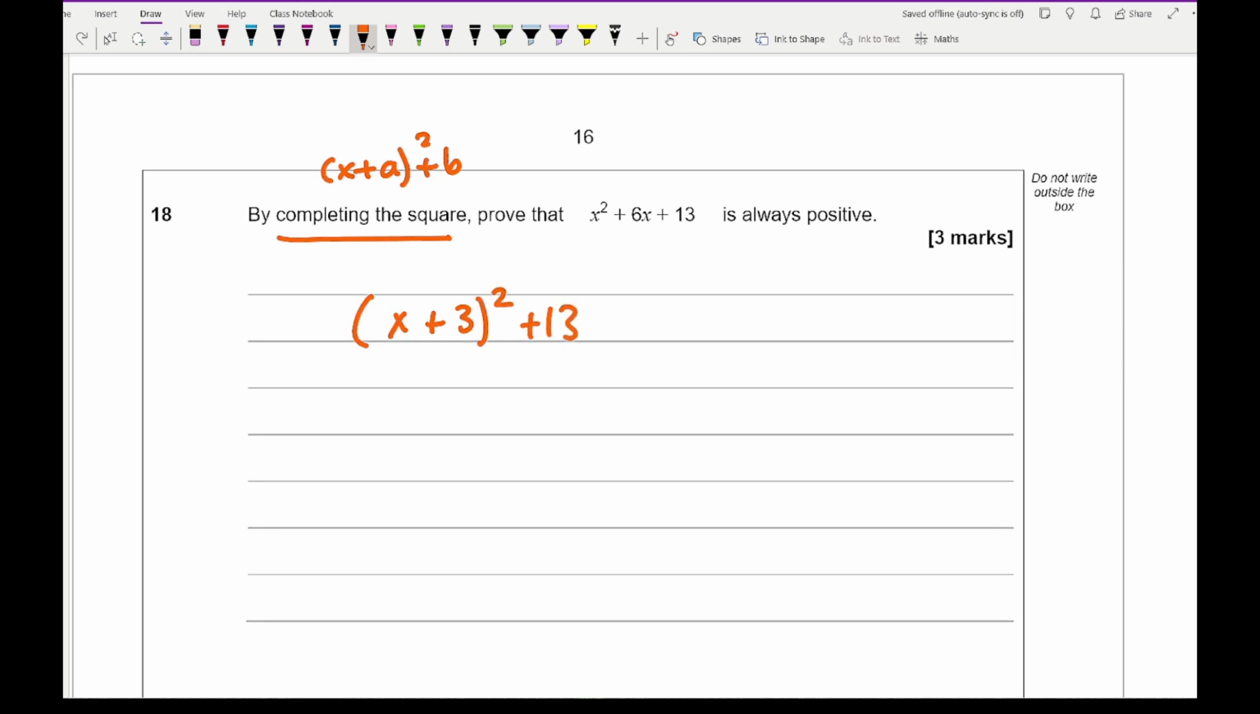We include whatever's being added and subtracted, and I subtract whatever digit is inside the bracket squared, so that's going to be minus 3 squared. So simplifying this, we get x plus 3 squared. 13 minus 9 gives me plus 4.